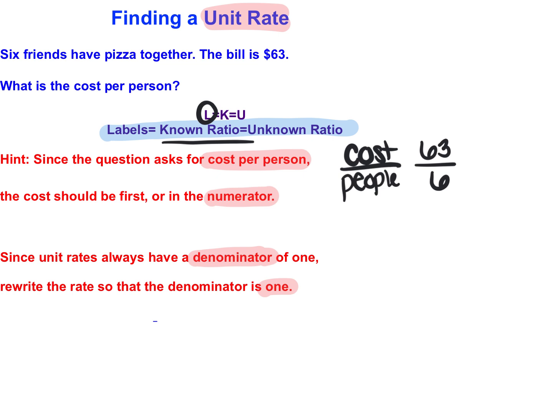Now, when we're calculating unit rates, here's a nice thing. We're actually going to be able to shortcut, and we don't have to use cross products to solve these. So since we're trying to get a unit rate that has a denominator of 1, in order to get a denominator of 1 here, all we need to do is divide. So in your calculator, you can do 63 divided by 6, because dividing by 6 is going to give us that denominator of 1.